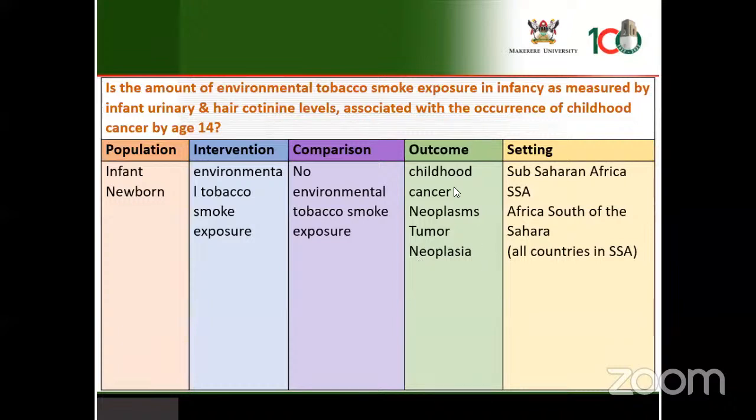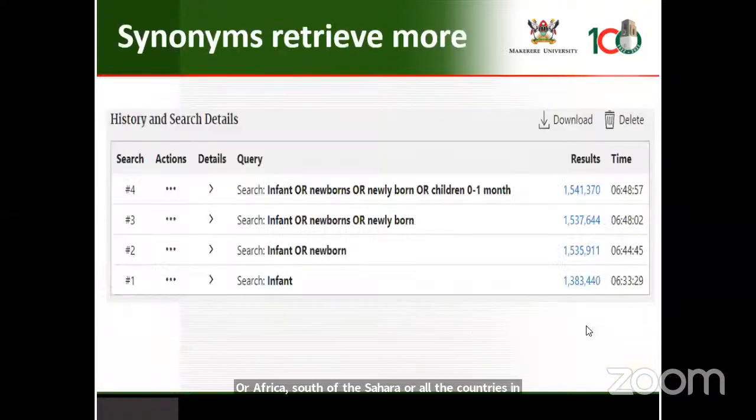Childhood neoplasia, etc. And of course, the setting is Sub-Saharan Africa, all Africa south of the Sahara, or all the countries in Sub-Saharan Africa. So I want to show you how synonyms can improve your search. Synonyms can actually increase your results.